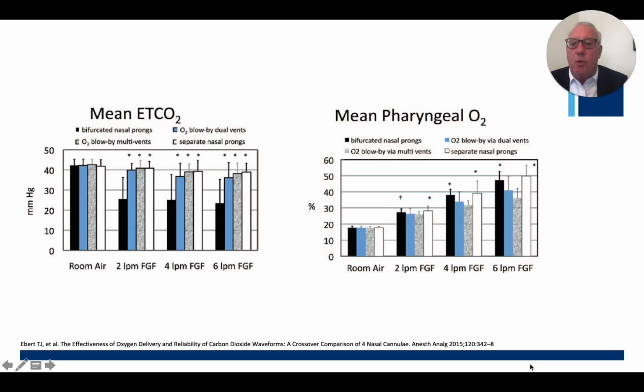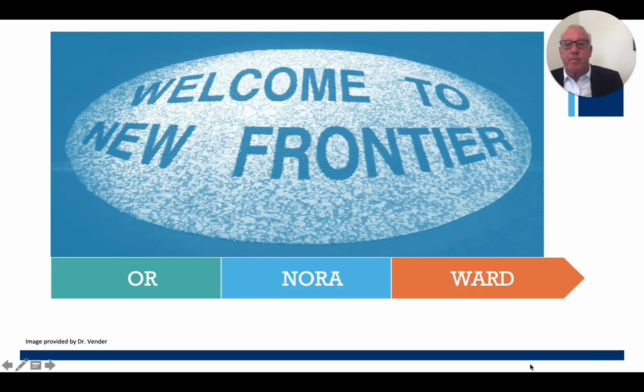If we look at the 4 kinds, clearly the best for measuring mean end-tidal CO2 at all levels of fresh gas flow is the separate nasal prongs, followed by the O2 blow-by dual vents, and then you can see the impact on the bifurcated nasal prongs. Oxygen is pretty good with all of them, but again, the separate nasal prongs seem to do a little bit better, and the blow-bys maybe not even as good as the bifurcated.